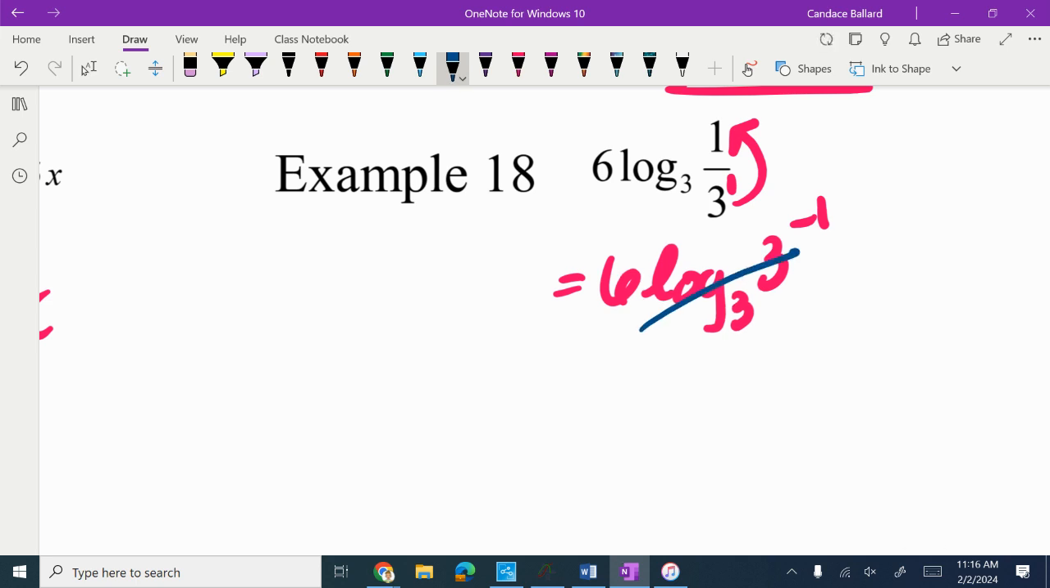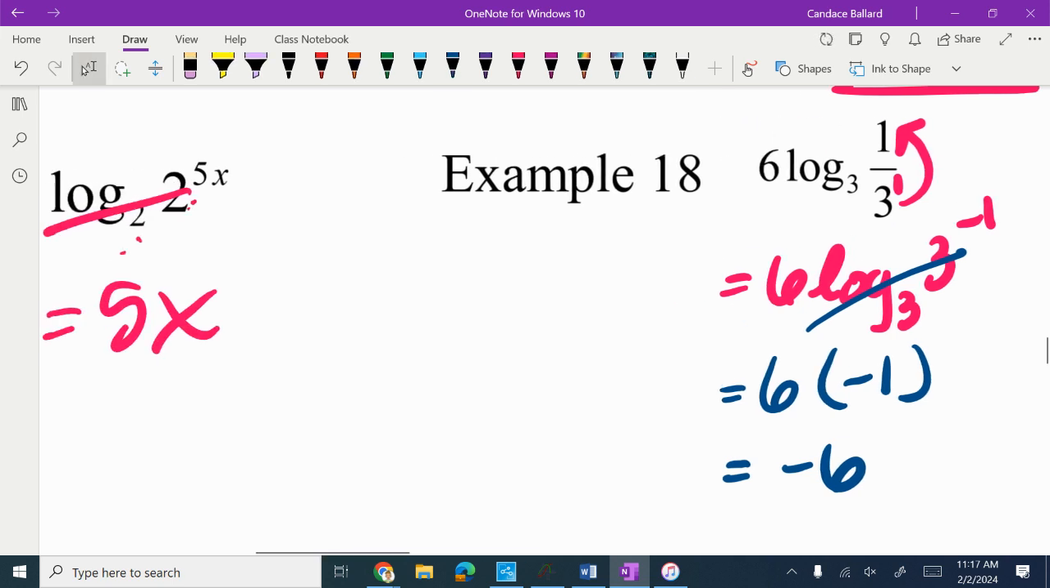Cancels. Now, we got to be a little bit careful this time because I've got that 6 in front. So the 6 drops down, and this becomes multiplication. So what's 6 times negative 1? Negative 6. And there's going to be another, starting, I think, Tuesday, another way we manipulate that exponent, too, that's ended up there. Any questions on that one?